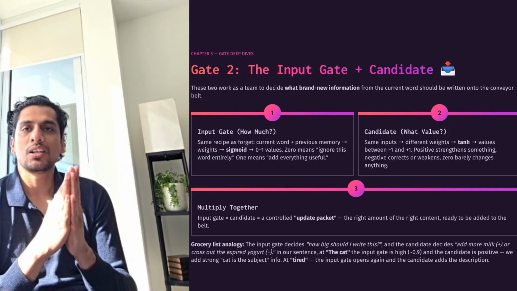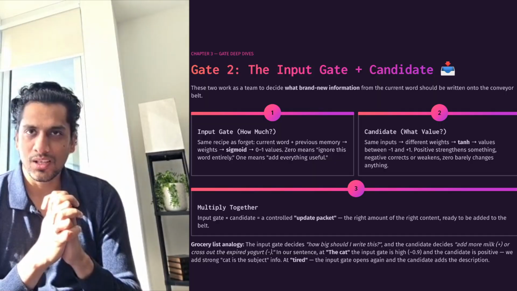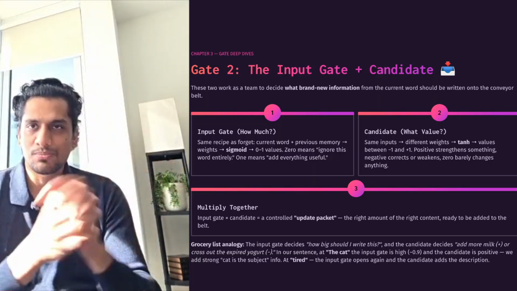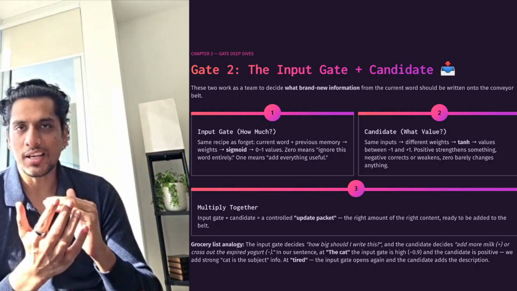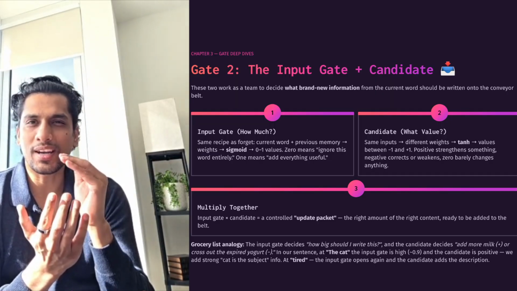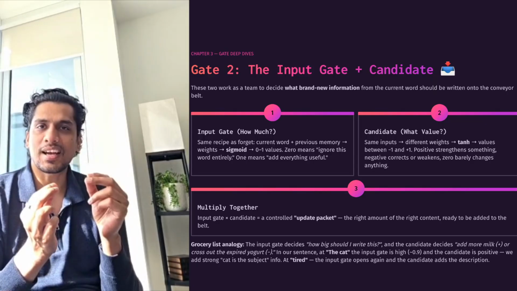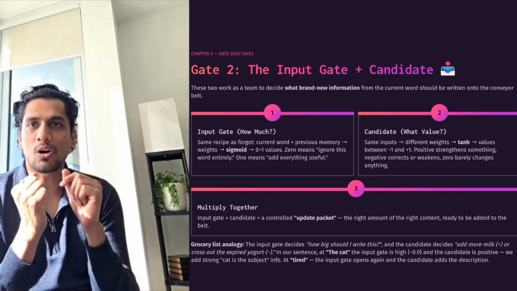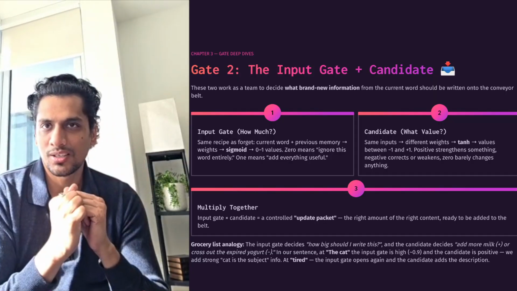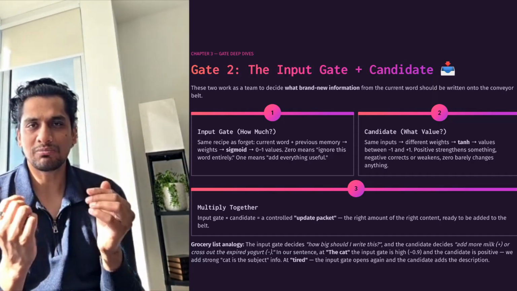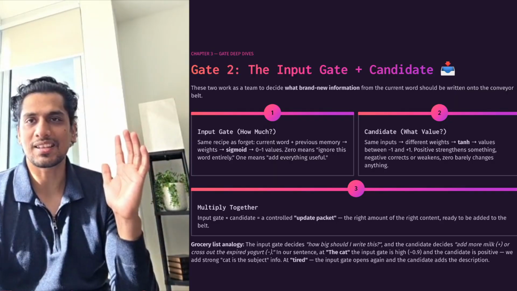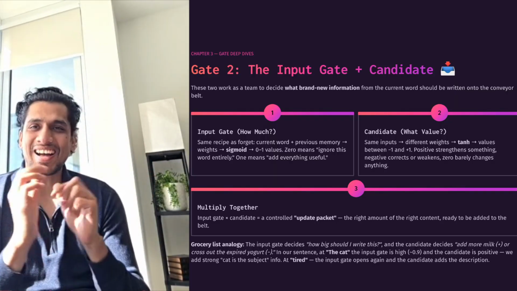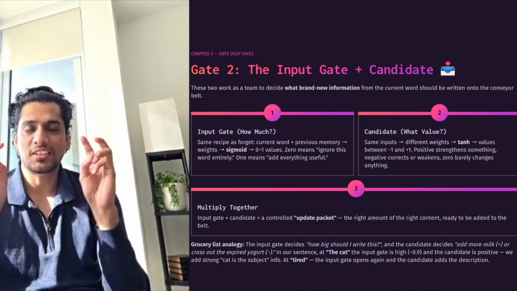Let's go back to our analogy. Adding to a shared grocery list on the fridge. Input gate decides how big should I write this. Candidate decides something like add more milk, that's plus, or remove the expired yogurt, that's negative, or neutral, just be at 0.